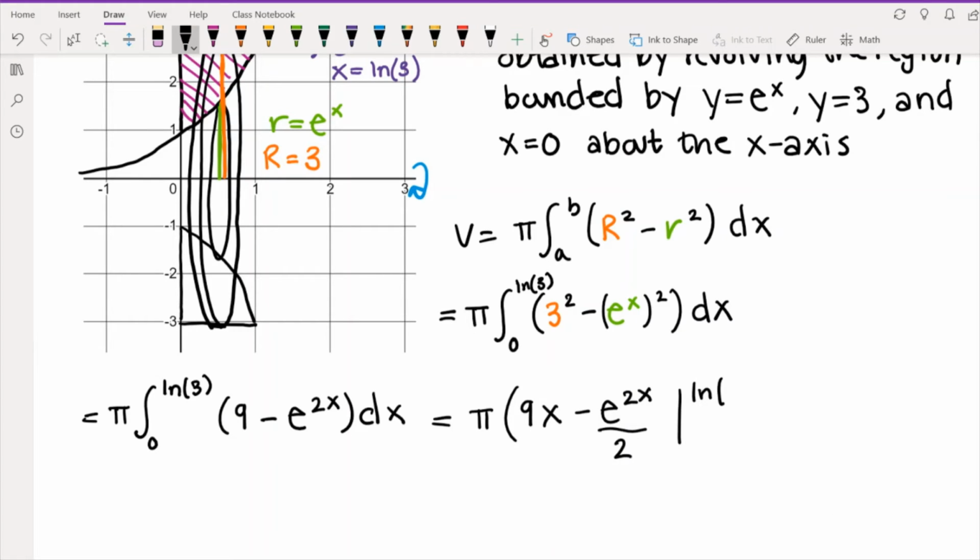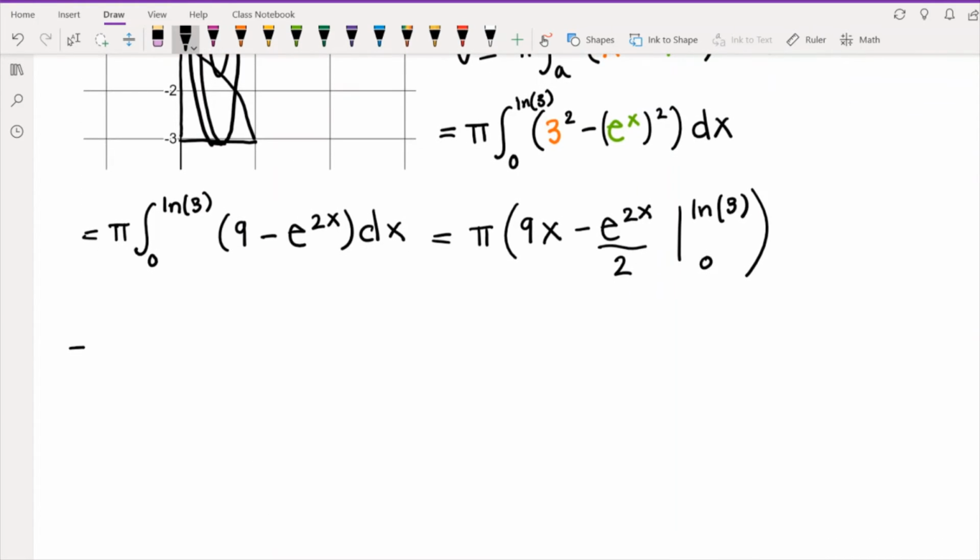And now we're going to evaluate this at ln of 3 and at 0. Okay, so now we have pi times, so we can plug in ln of 3 first of all. So we have 9 times ln of 3. I'll actually do that without parentheses. So that's just a number. 9 times ln of 3 is some number. And then we have minus e to the 2 ln of 3 divided by 2.